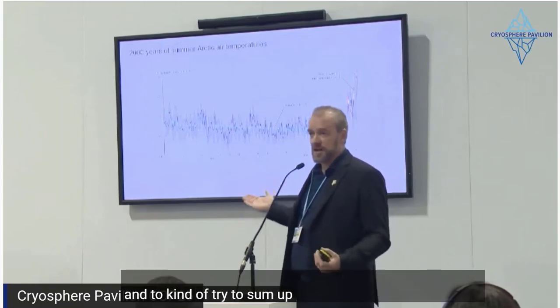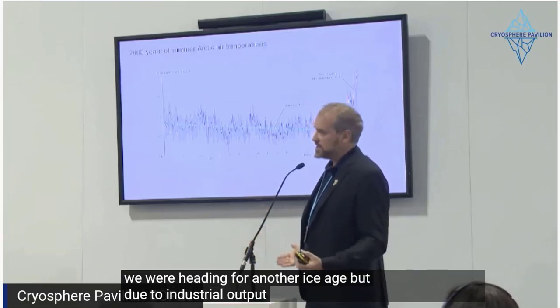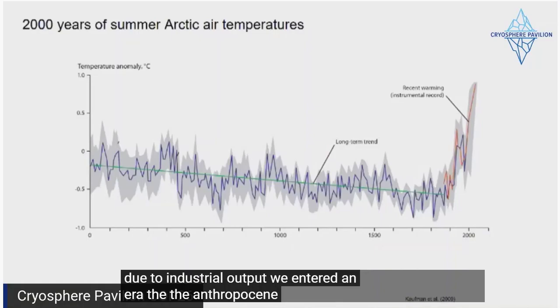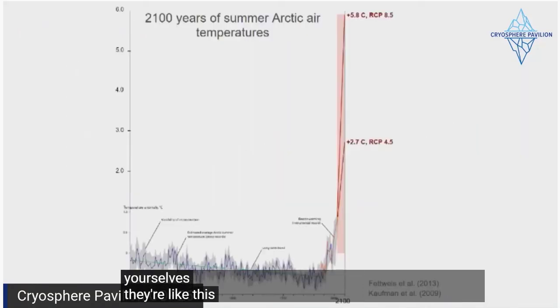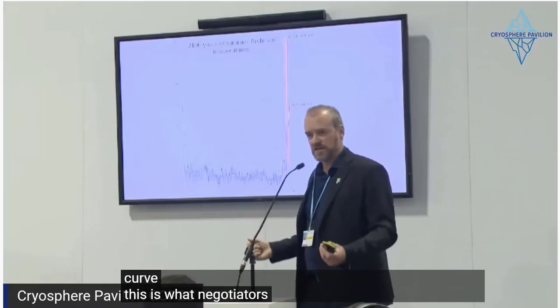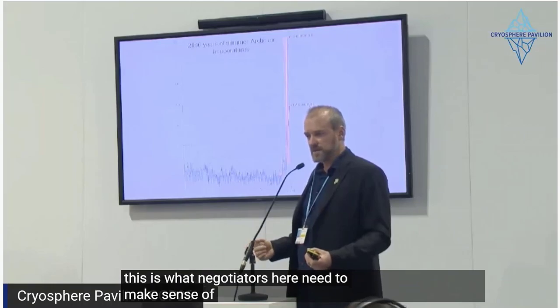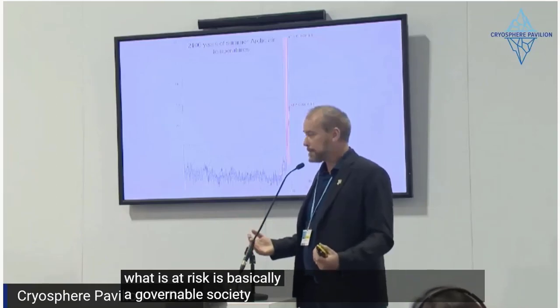And to kind of try to sum up, the Arctic climate was actually cooling. We were heading for another ice age, but due to industrial output, we entered an era, the Anthropocene, where we shoot out of what should have been the next ice age, which would have been very difficult, but we've gone far off into the unknown. And the projections of the future, brace yourselves, they're like this. The Paris scenario is the lower curve, and the business as usual is the upper curve. This is what negotiators here need to make sense of. What is at risk is basically a governable society.